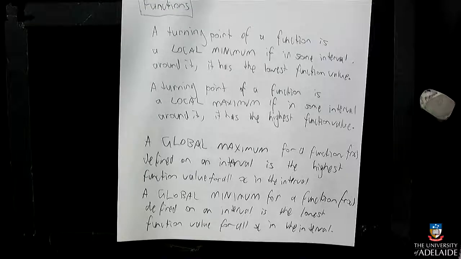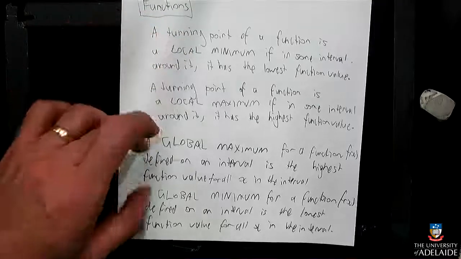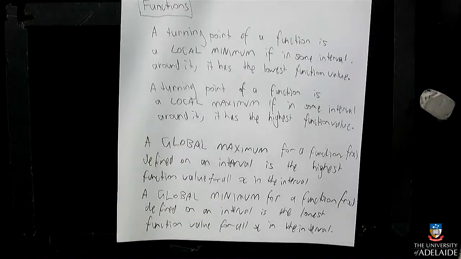And I realise that I've done minimum, maximum, and then maximum, minimum. Sorry about that. Okay, so that's the difference. A local maximum is just higher than the points around it. A global maximum is higher than any point at all.